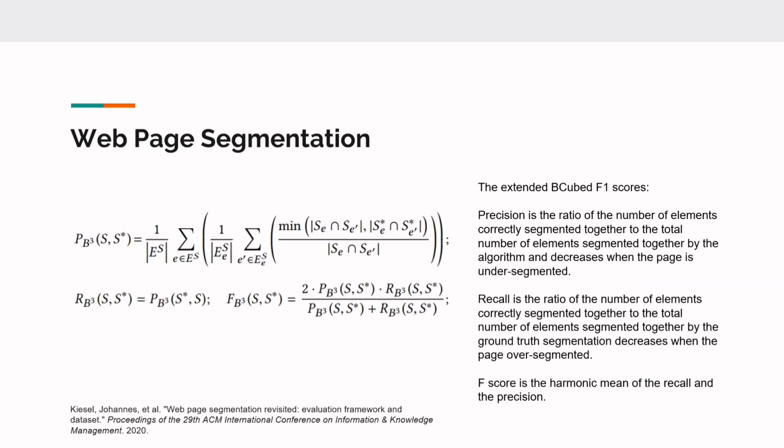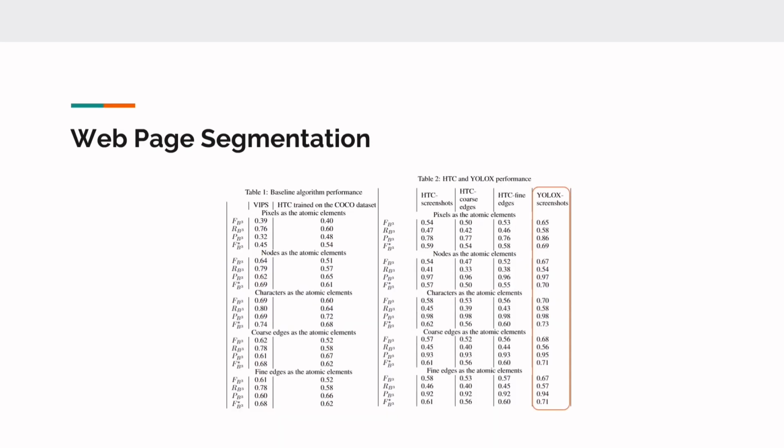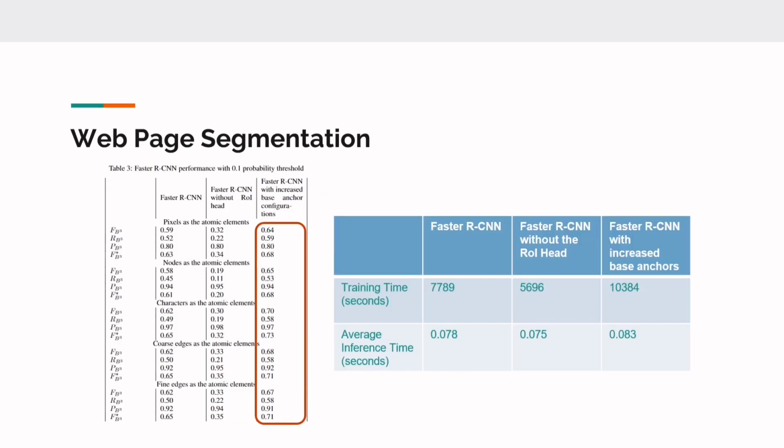I measured the performance of the models in terms of the extended B-cubed F1 scores, which is the metric proposed by Kiso et al. in the paper Web Page Segmentation Revisited: Evaluation Framework and Dataset. The YOLO-X model trained on the screenshots of the web pages is one of the best performing models, exceeding the baseline algorithms and other algorithms reported in previous work in most, if not all, scores measured. The vanilla Faster RCNN model and the Faster RCNN model with increased anchor configurations also perform really well while taking much less time for training compared to the Hybrid Task Cascade models and the YOLO-X model.